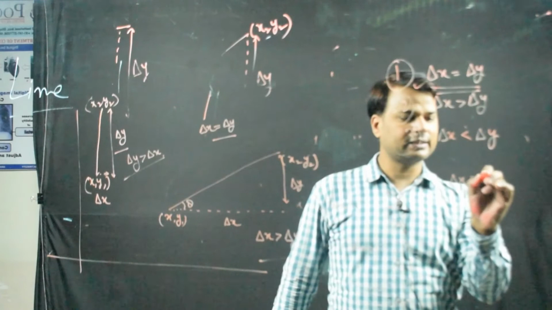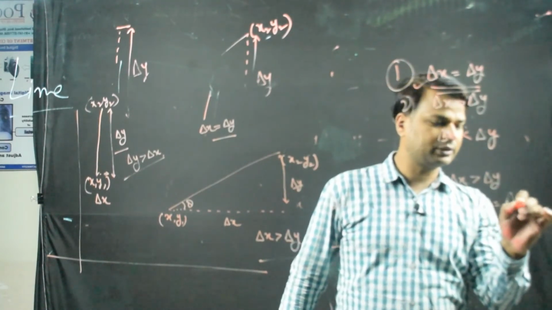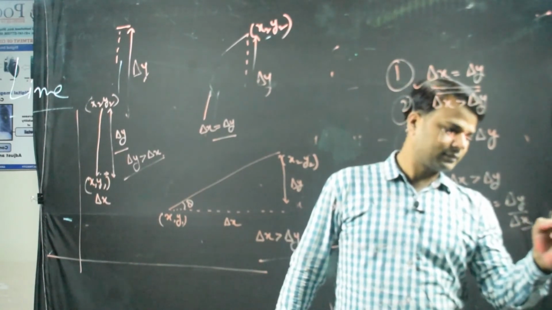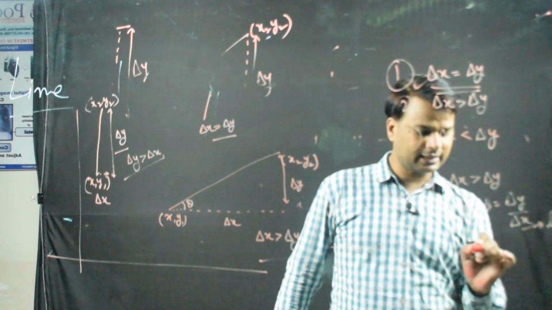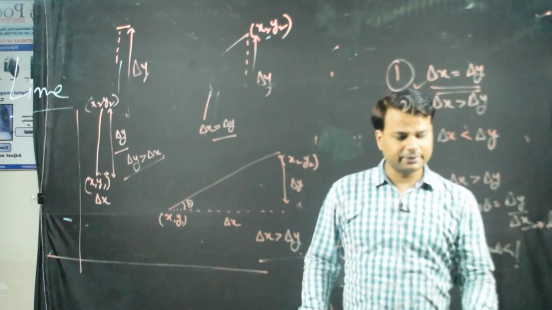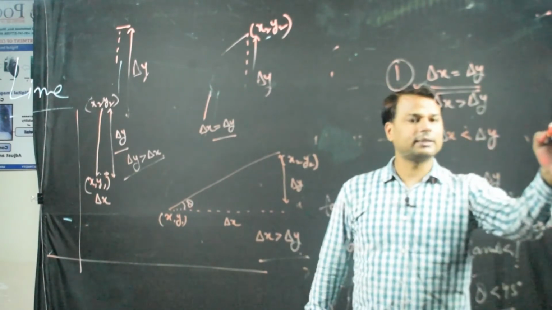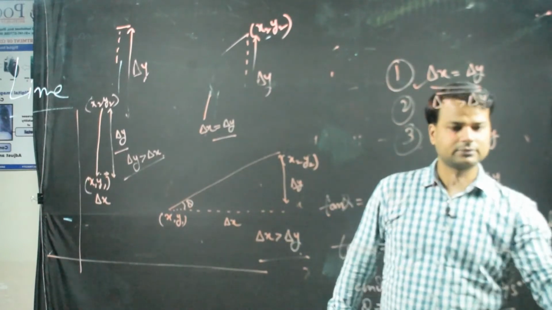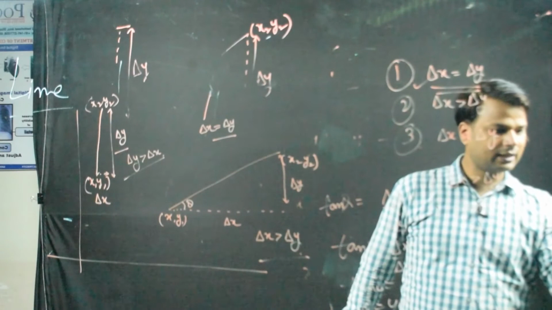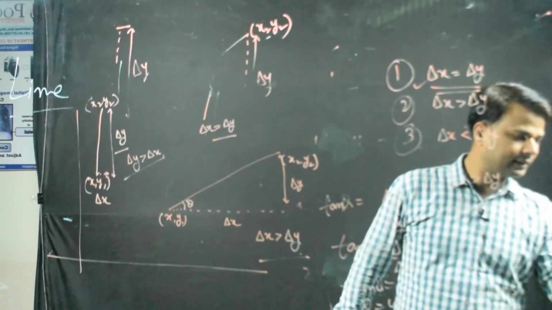Second case we discussed: delta x is greater than delta y. In that case tan theta is equal to delta y upon delta x. Because delta x is greater than delta y, the tan theta value is less than 1. It means theta is less than 45 degrees. The third case we have discussed: delta x is less than delta y. In that case our numerator is higher than the denominator.